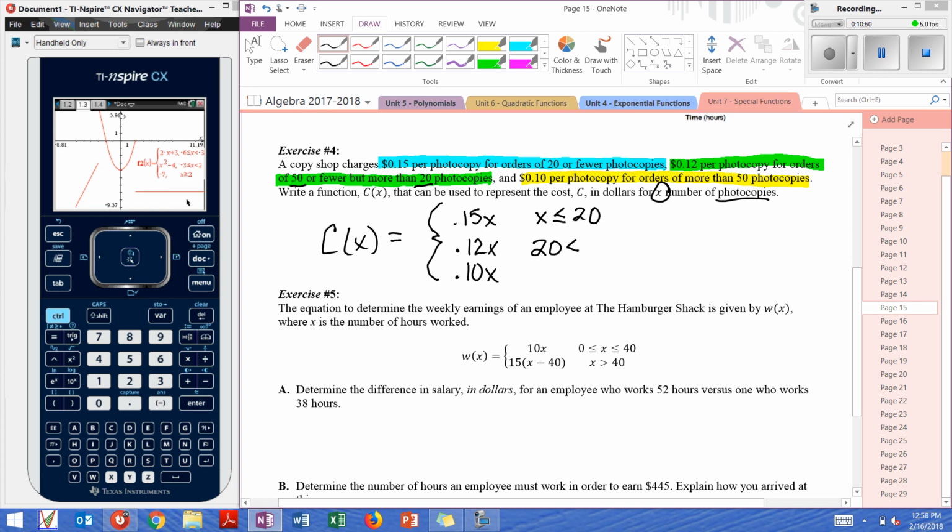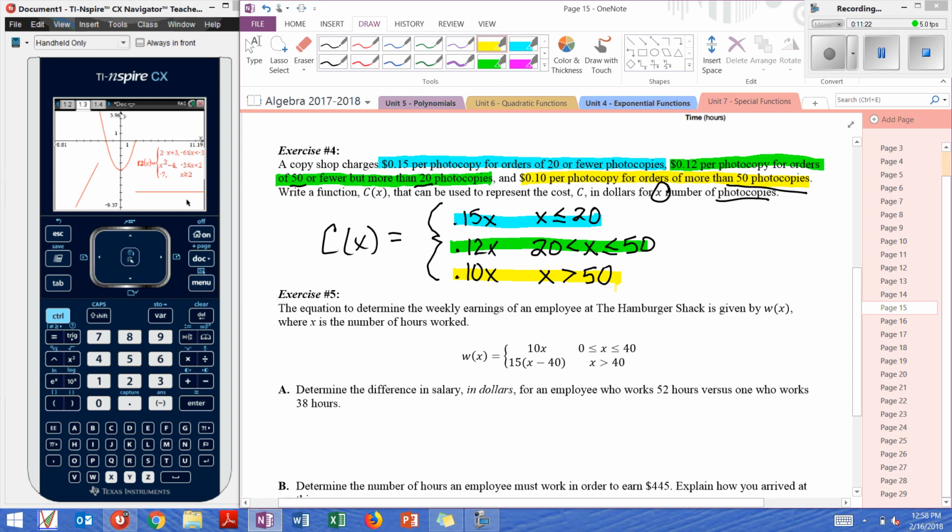Okay, so x has to be more than 20, but less than or equal to 50, because it could say 50 or fewer. And then my last piece has to be more than 50, so x has to be bigger than 50. So here's my blue, here's my green, and here is my yellow.